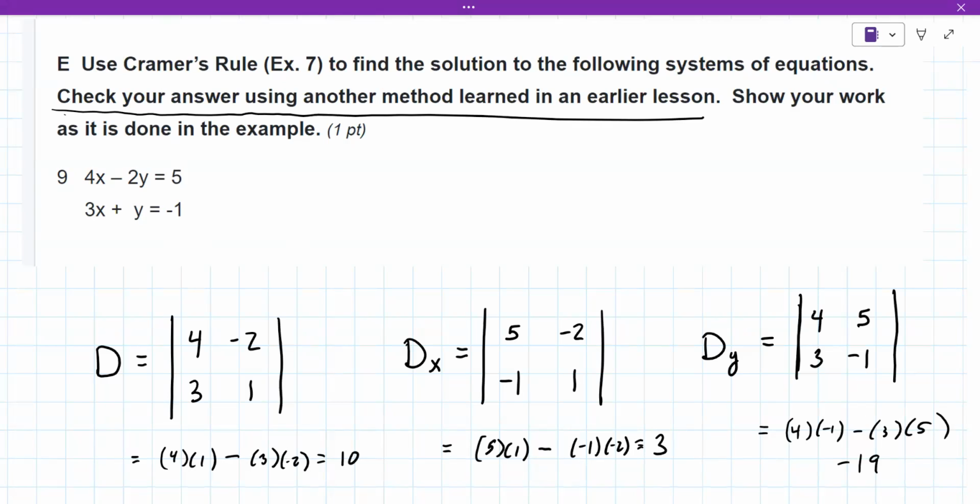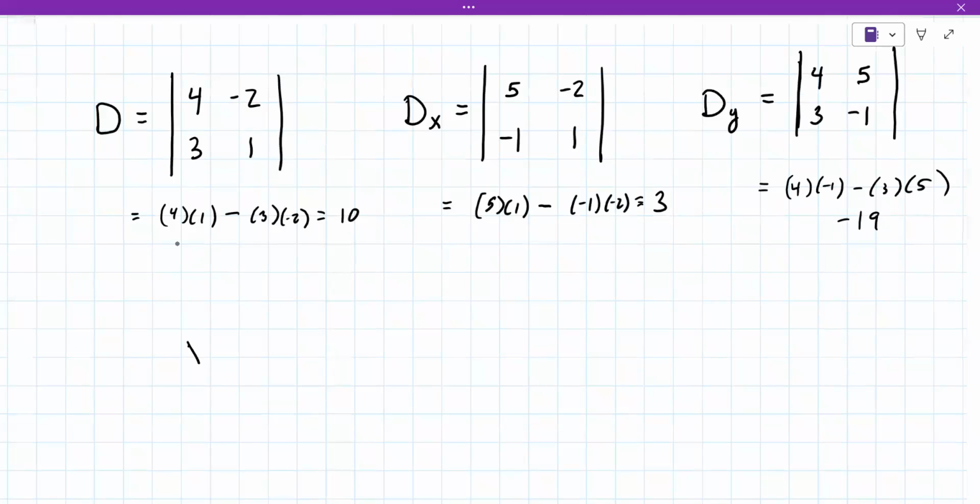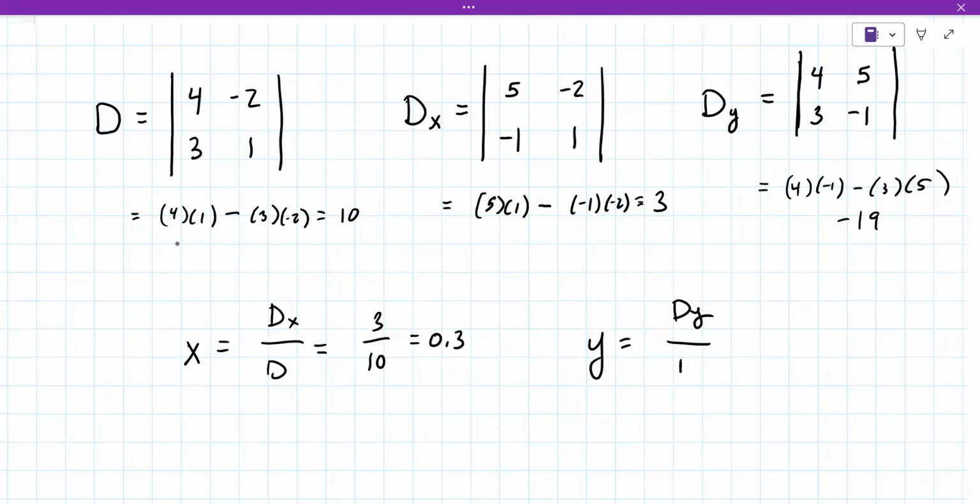No? Okay. So the next part is actually not too bad at all. The solution x and y, well, that's what we're trying to find. X is the value of Dx over D. So it's 3 over 10, 0.3. And then y is Dy over D, minus 19 over 10, or minus 1.9. So in some ways, this is better. You just find the determinants, write the ratios, and you're done.